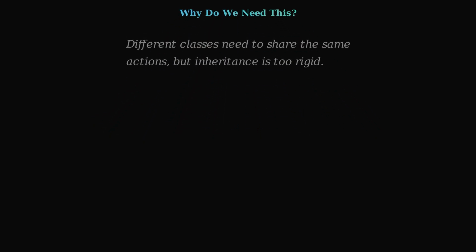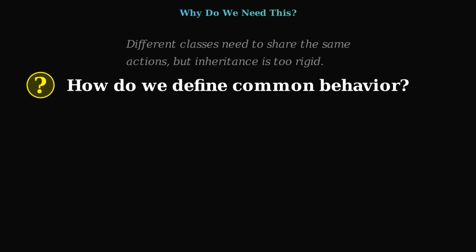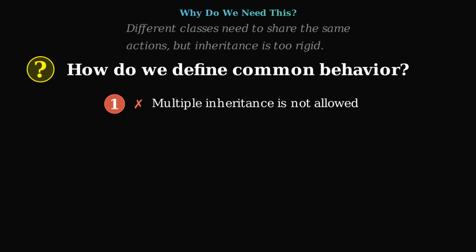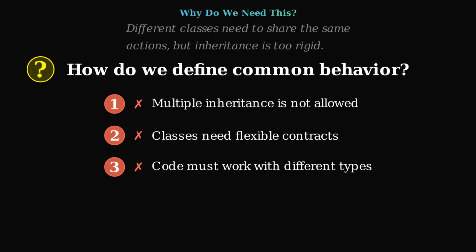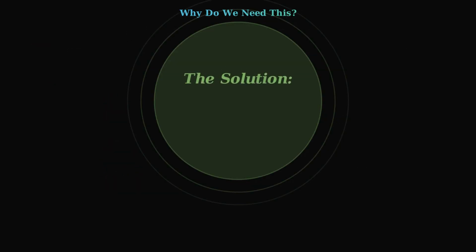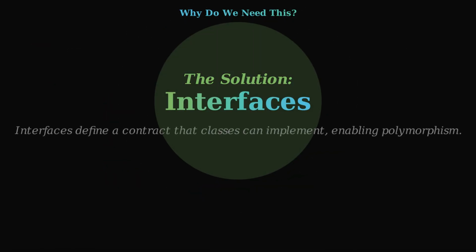Different classes need to share the same actions, but inheritance is too rigid. How do we define common behavior? Multiple inheritance is not allowed. Classes need flexible contracts. Code must work with different types. Interfaces define a contract that classes can implement, enabling polymorphism.